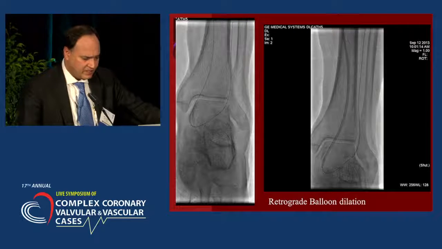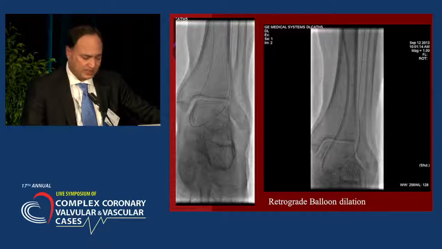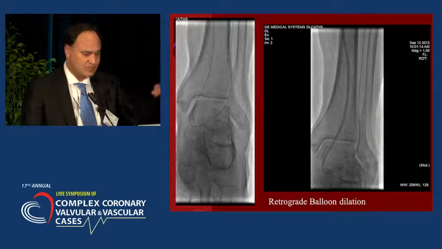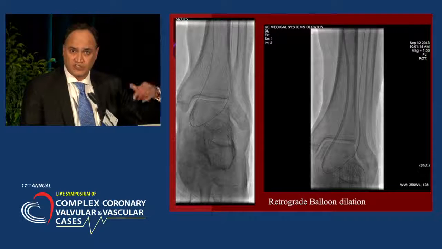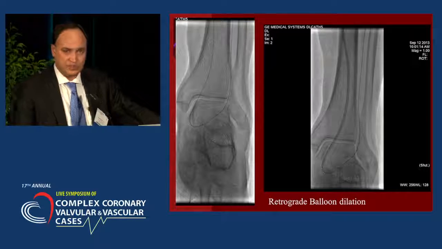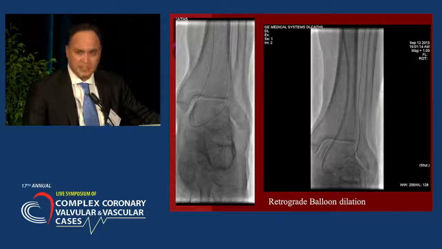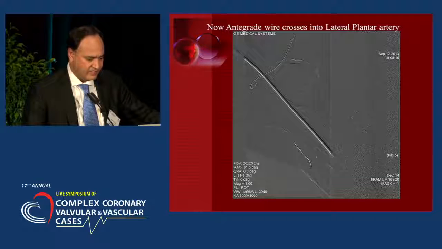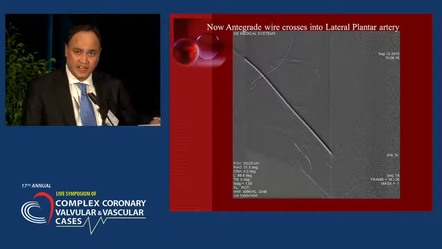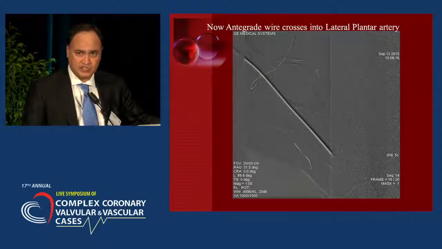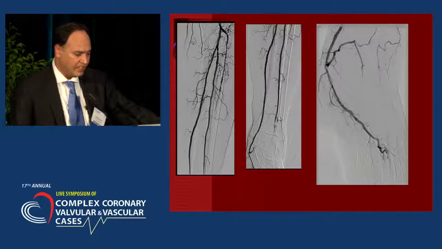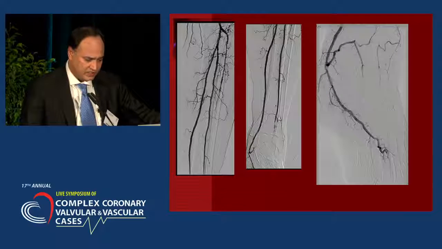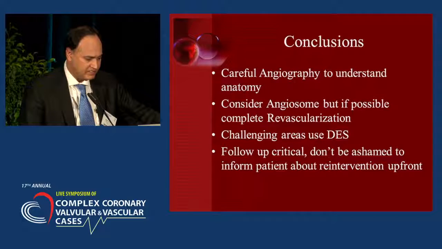And after that, you can see this is a retrograde balloon inflation. This is an Ultraverse balloon from Bard, which has a 200 shaft length. So you can actually do this. I think it's very difficult to do this from a contralateral access. Typically, we would do this maneuver from antegrade access. And then now we have one wire from our retrograde position. There is another wire from the top. And this is the final result after doing an atherectomy of some type and balloon angioplasty in this vessel.